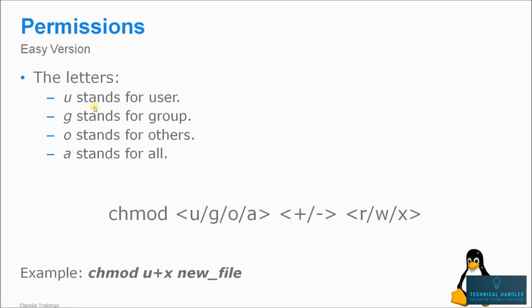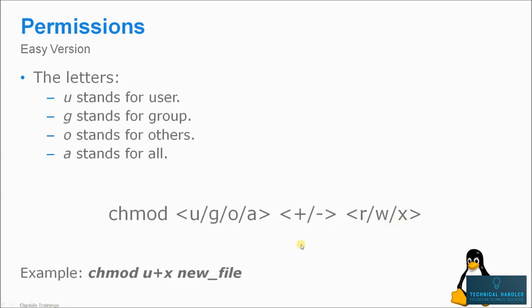So we're going to agree that U stands for user, G stands for group, O stands for others, and A stands for all. And the command to use, as we said, is chmod, and we could put a U, a G, an O, an A for user, group, others, or all. We have a plus or minus to give a permission or take away a permission, and then we're going to use R, W, or X for read, write, execute.